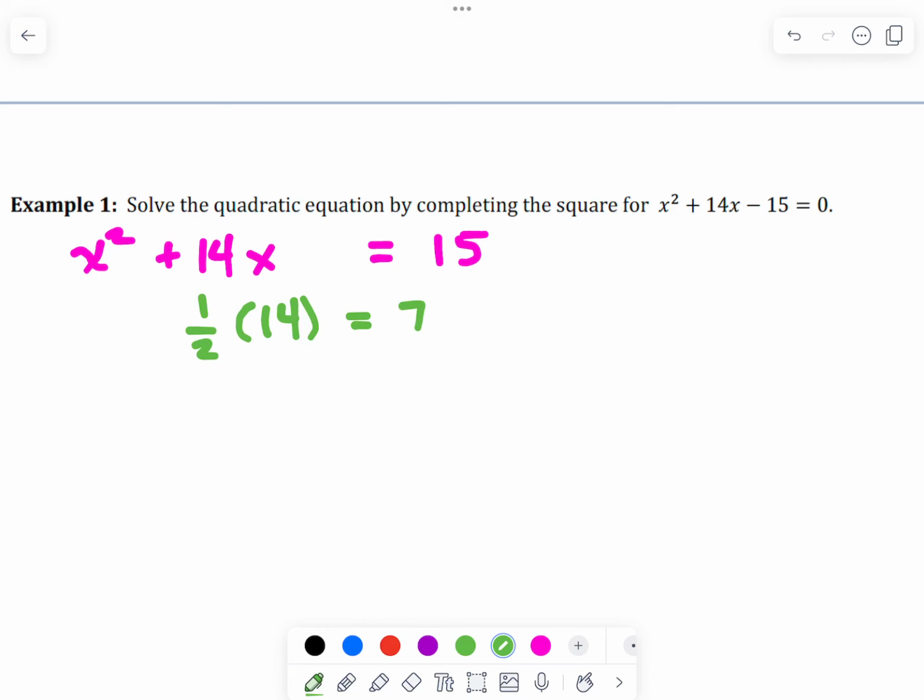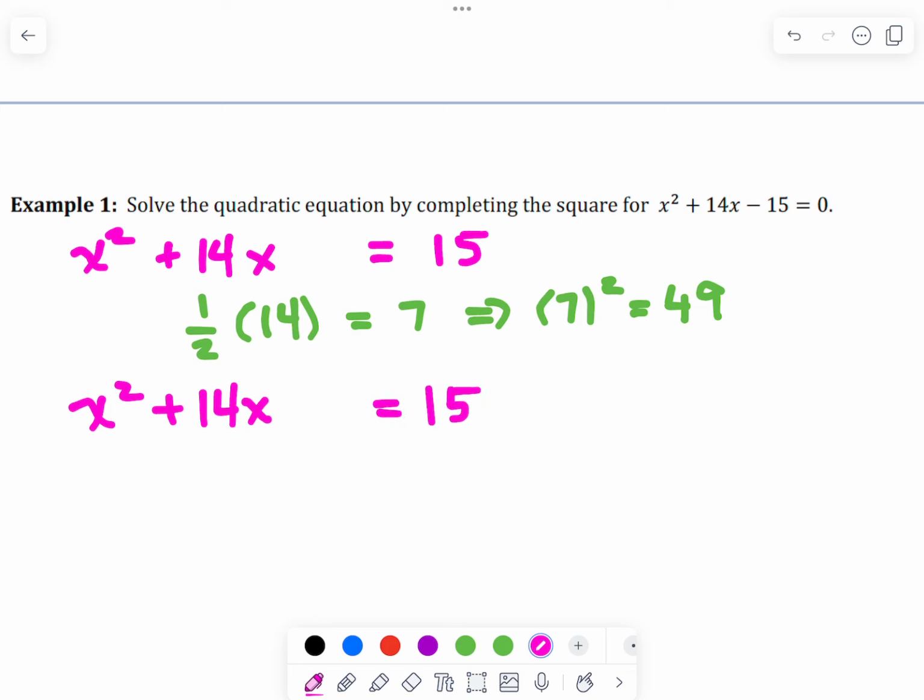which is 7. And then we always square that number. So 7 squared is 49. And that's what we add to both sides of the equation. So the original now is in pink. And then we're going to balance out both sides by adding 49 to the left, and then 49 to the right.